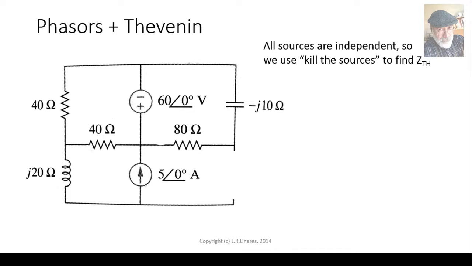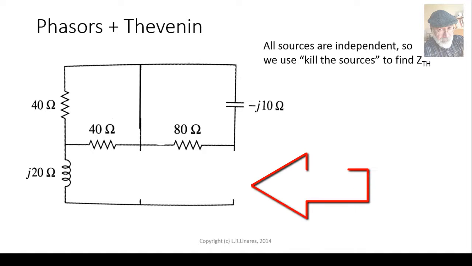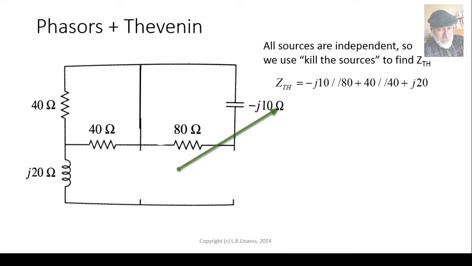Well, all sources in that circuit are independent, so we can use the kill-the-sources method to find Z Thevenin. That's right. Kill the V source, it's a short circuit. Kill the current source, that's an open circuit. What is the impedance seen at the port where ZL was connected? Well, that impedance is negative j10 in parallel with 80, and that in series with 40 in parallel with 40, and that in series with j20. Use your calculator, and the Z Thevenin is 21 plus j10 ohms approximately.